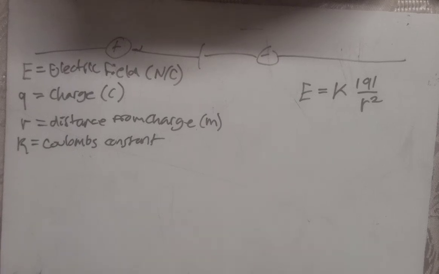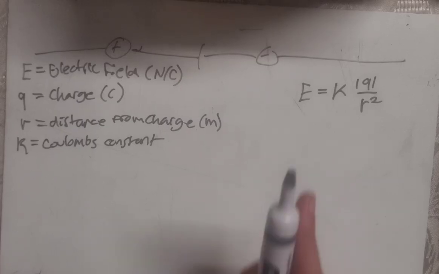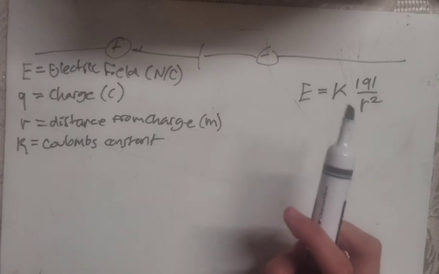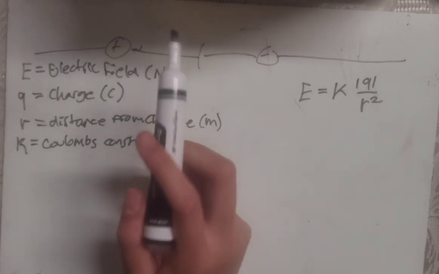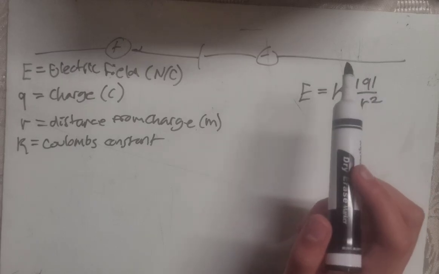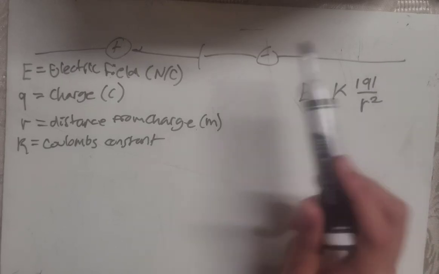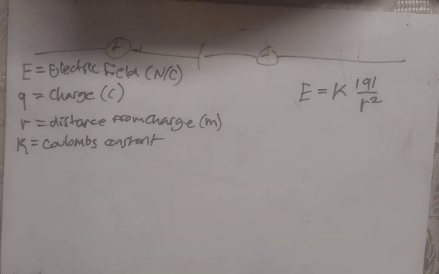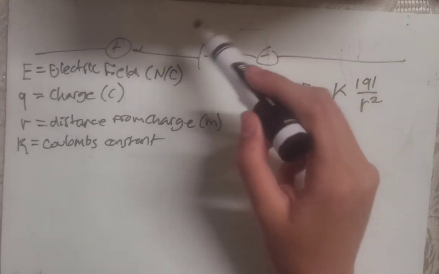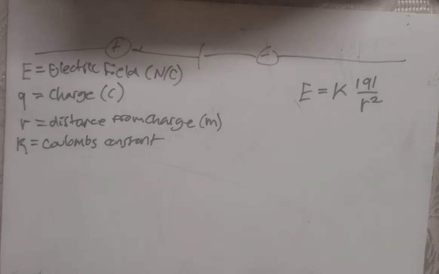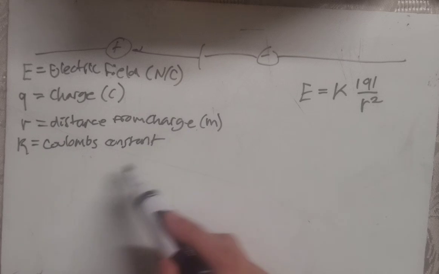Hi everyone, I'm going to be doing question 2 of week 1B homework. For this problem, we need to figure out where the total electric field is equal to 0. We have a positive charge on the left and a negative charge on the right, and the problem tells us that the negative charge has a greater magnitude, which means it's stronger than the positive charge. Our goal is to find where the electric fields from these two charges cancel each other out. Before solving, I will define all of our variables.